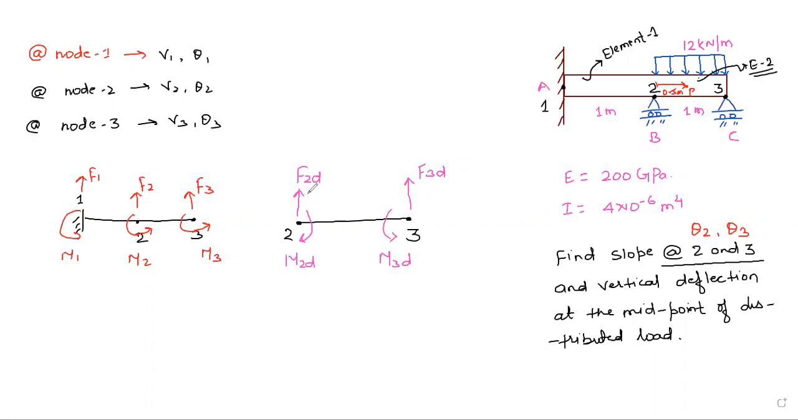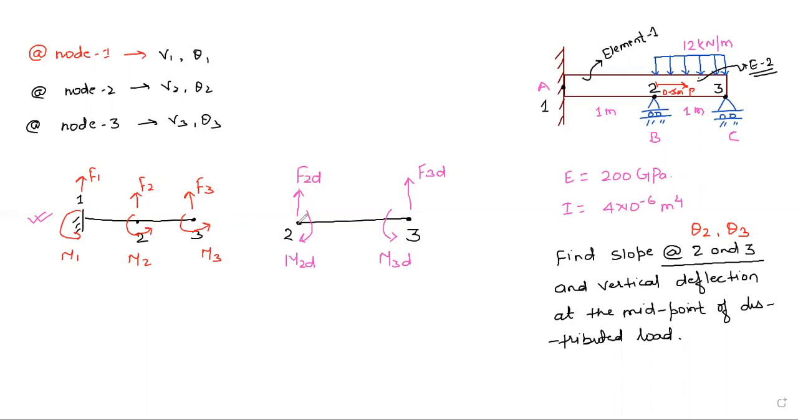Already we have considered this while deriving the stiffness matrix for the beam element. Already we have discussed all these things. Once we proceed with the problem, you will come to know what F2D, F3D, M2D and M3D are. This is all due to the application of load here. This is the basic condition: if there is no load, we have this much shear force and bending moment, and this is due to the application of load.